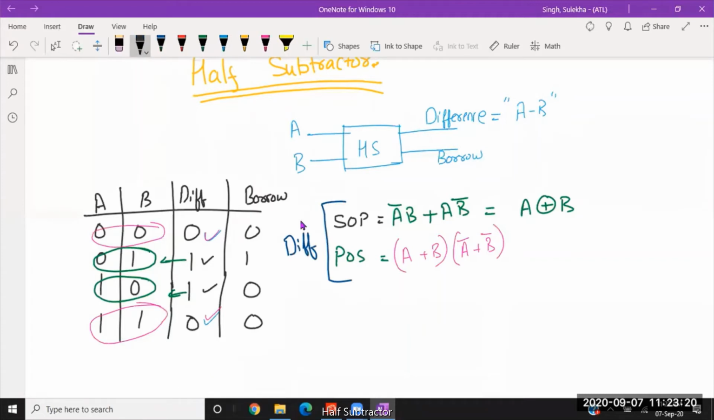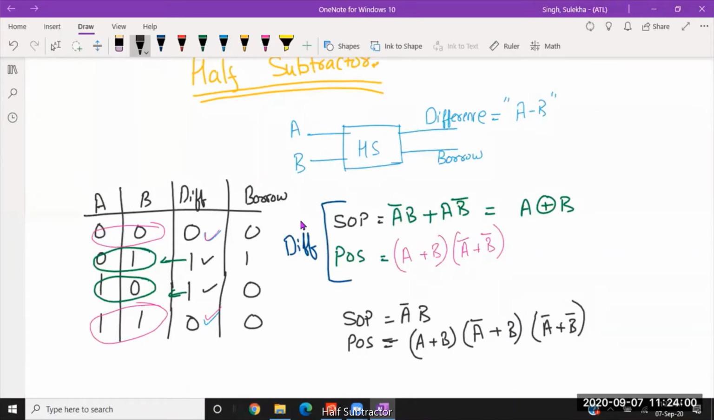Now I want the expression for borrow in the form of SOP. I need to concentrate on this one, and it is A bar B. And for POS, I need to concentrate on all zeros. If I concentrate on all zeros, this is A plus B, dot A bar plus B, dot A bar plus B bar. And these are the expressions for borrow.